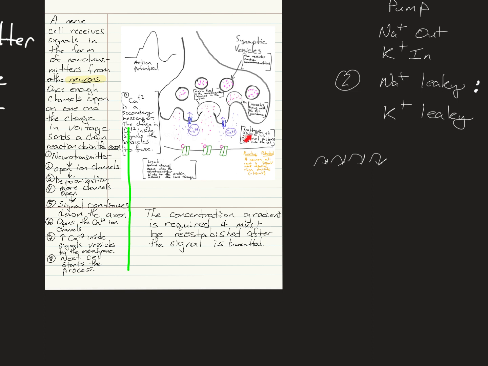So you have voltage gated channels that allow calcium in, that tell the vesicles that are holding the neurotransmitter to release the neurotransmitter.